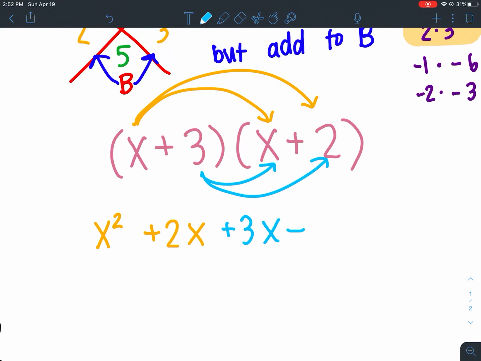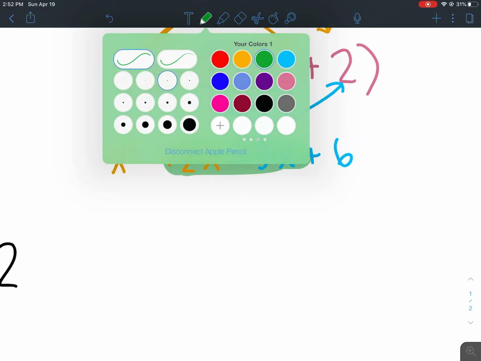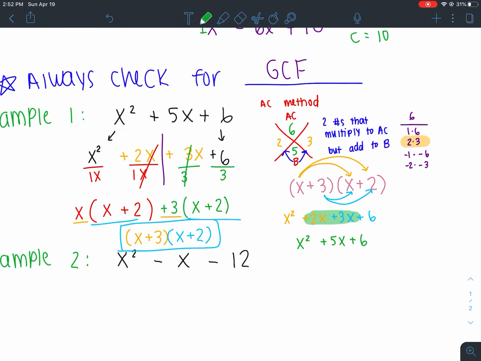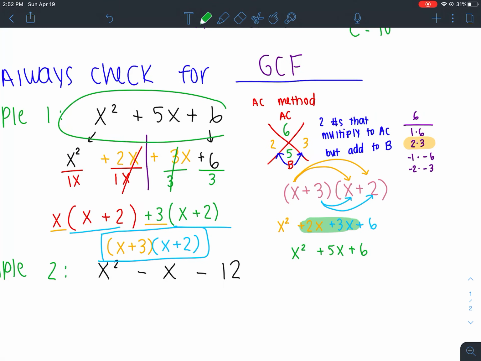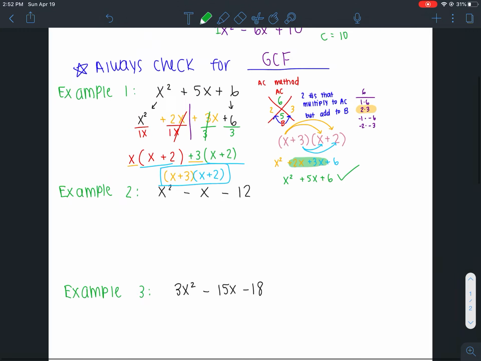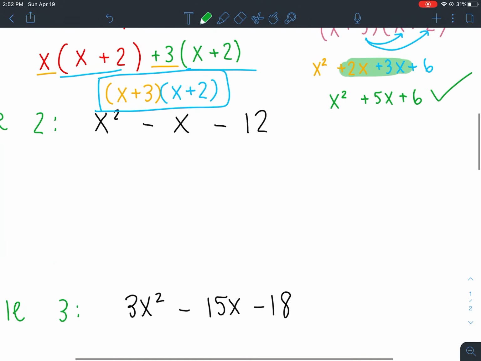And then you combine your like terms. 2x and 3x make 5x. So I have x squared plus 5x plus 6. Did I end up with what I started with? Yes. So I did this correctly. So this is my final answer. I'm going to go ahead and go through the second and third example a little bit quicker.